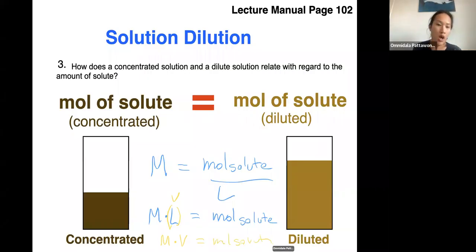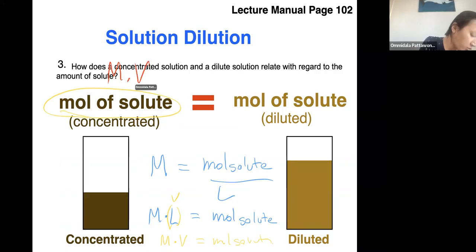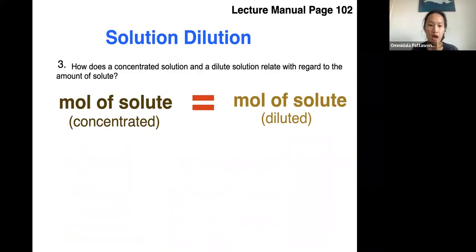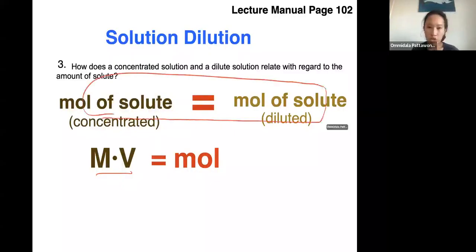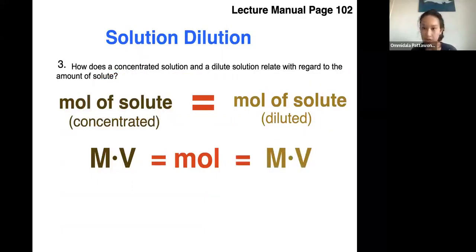Because we have moles of solute here, we can also replace the moles of solute with concentration times volume, as derived from here. If I want to relate this with the concentration unit, we know that molarity times volume is going to equal moles. This is for the concentrated one. Because the moles are the same, whether it's the diluted solution or the concentrated solution, we can also say this mole is equal to the concentration times the volume of the dilute solution.